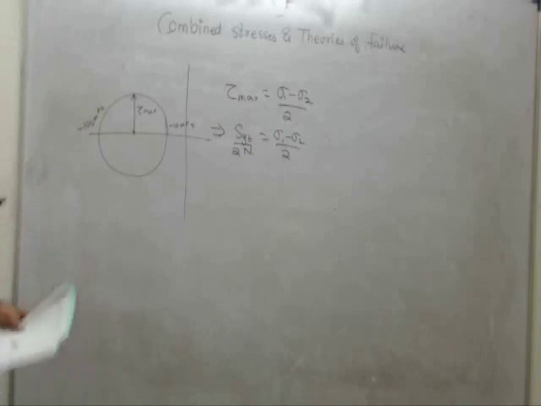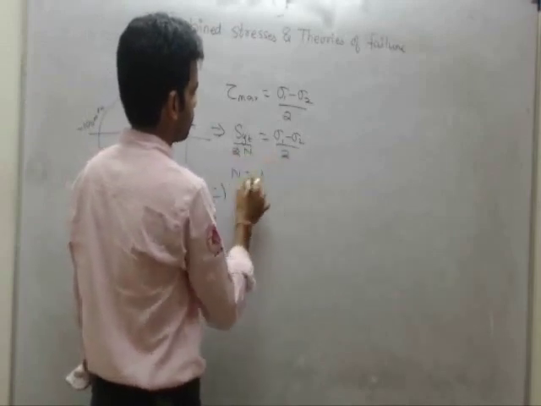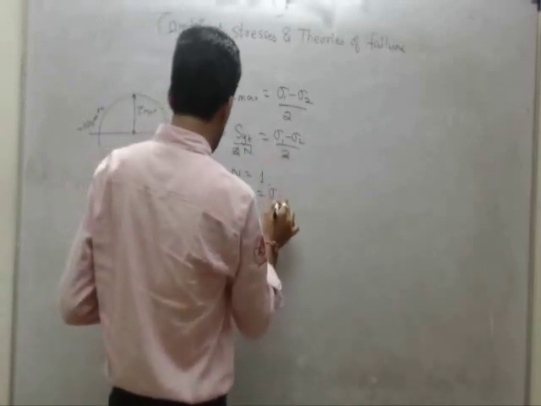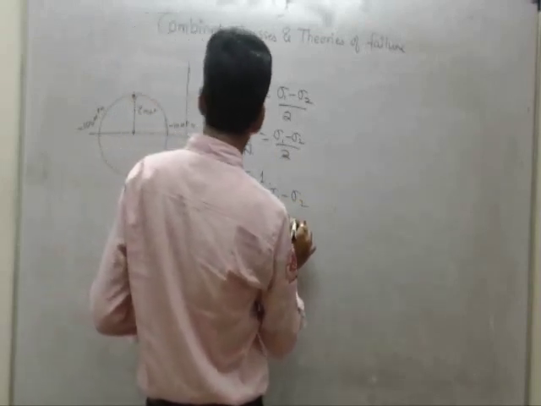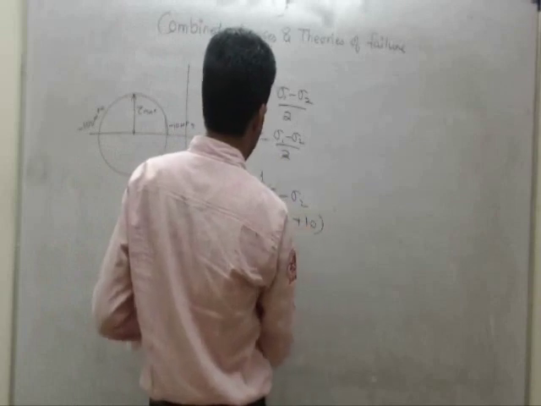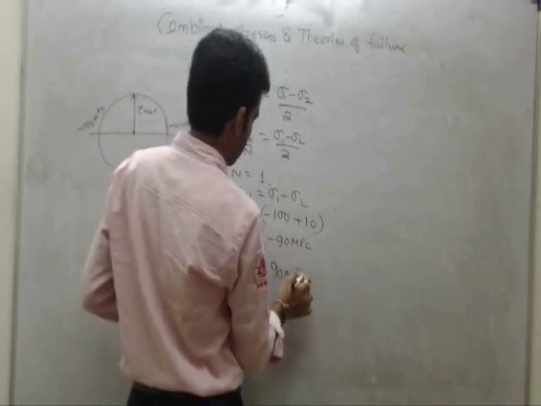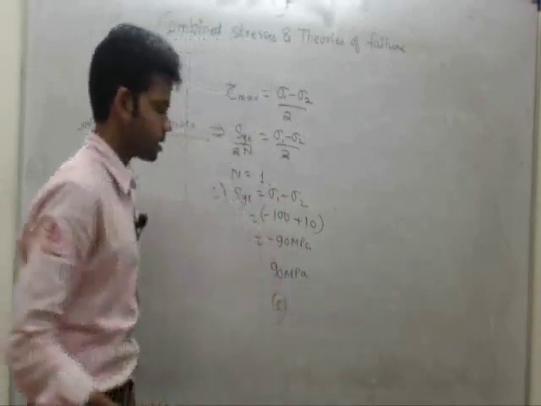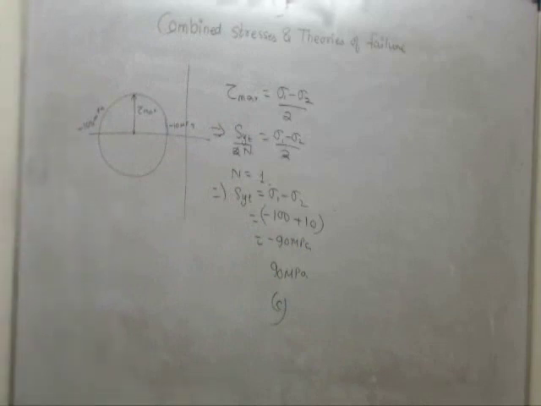Okay, we have to determine the maximum value where the yielding starts. Okay, so for that this n is taken as 1, this 2 gets cancelled out. Okay, and we will get SYT as sigma 1 minus sigma 2. So this will be equal to minus 100 minus 10. So this is minus 90 megapascal, and if we consider only magnitude, so it will be 90 megapascal. Answer is C. Okay, next question.